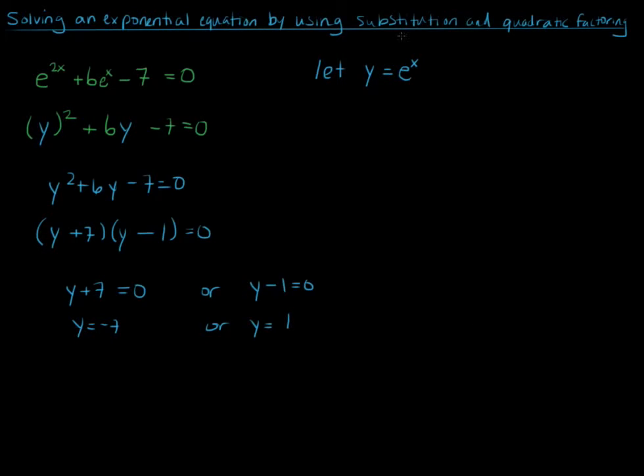Now it's time to go back and substitute back our e to the x. So this is saying e to the x equals -7 or e to the x equals 1. Now, when does e to the x equal -7? Well, remember what e to the x looks like on a graph. It never gets into negative numbers. That is, you can never raise something to a power and make it negative. So this has no solution.